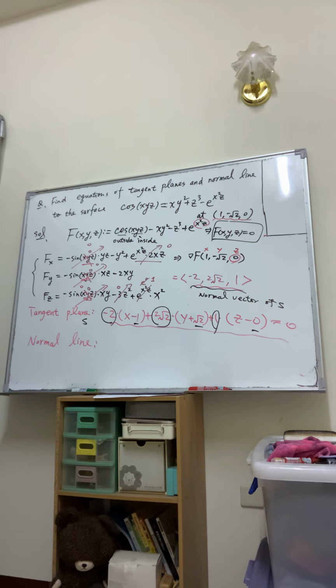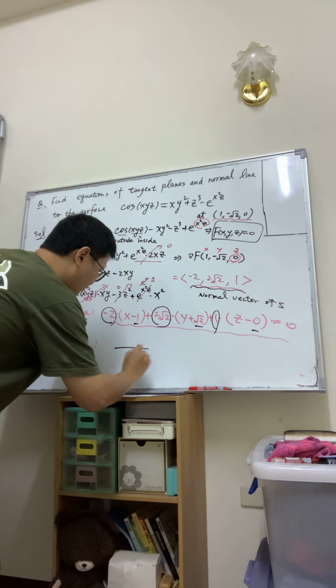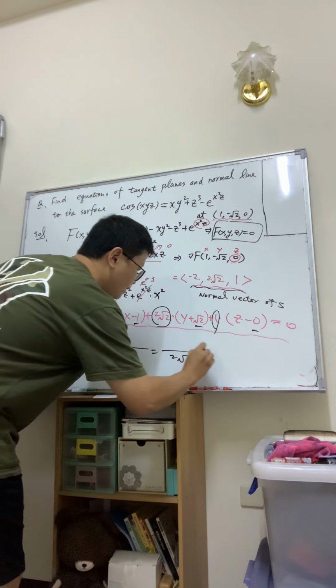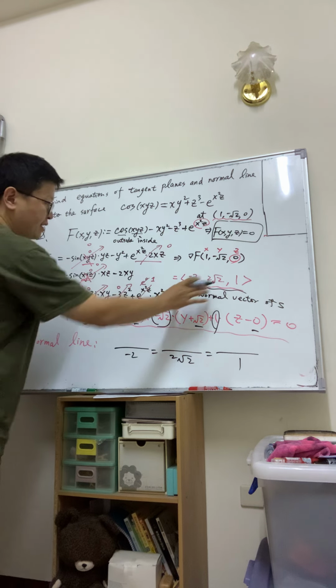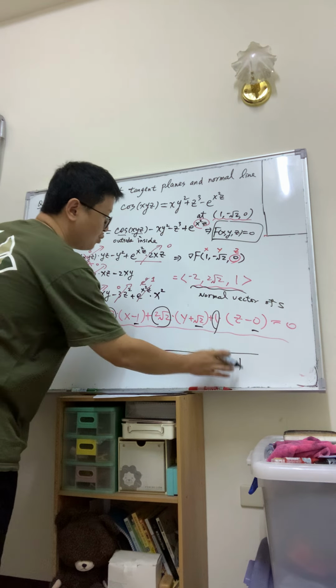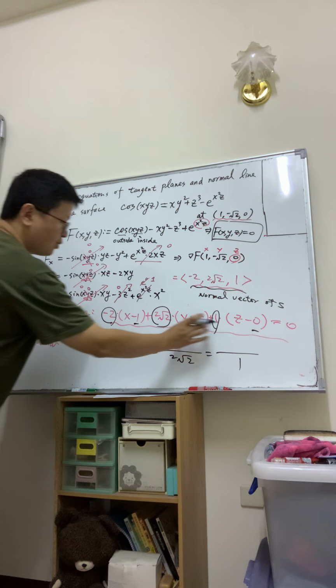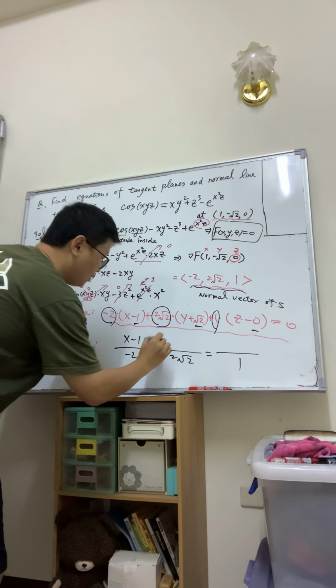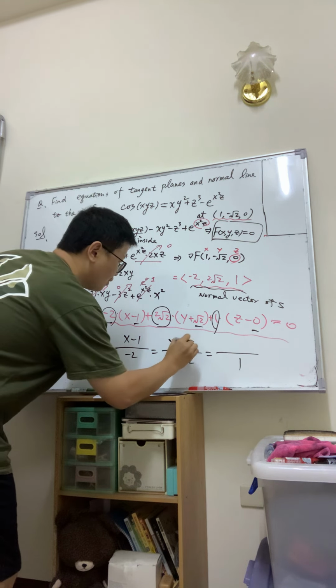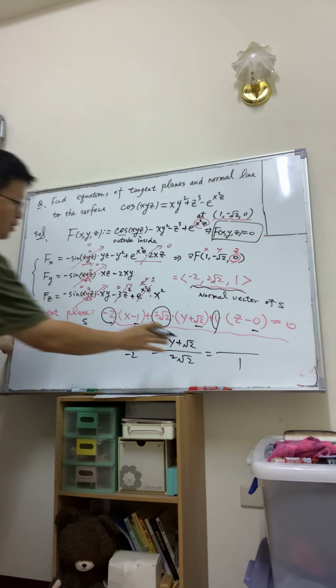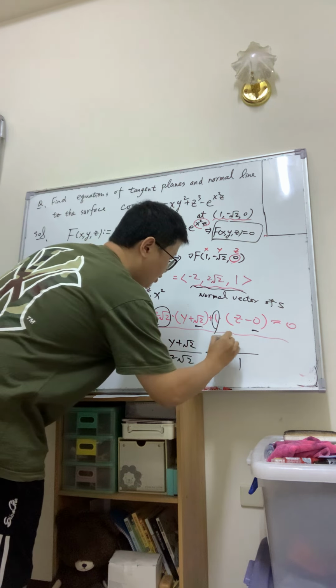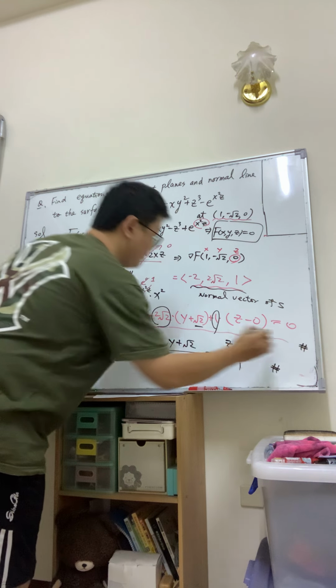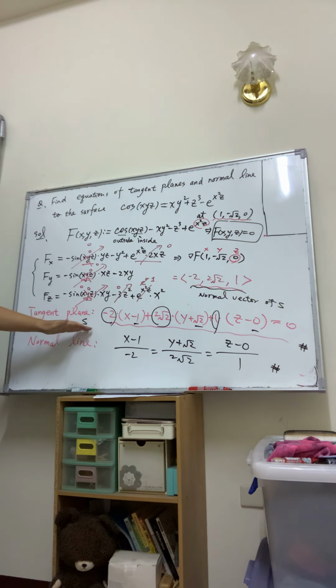Okay. Now how about the normal line? The normal line has the direction of the normal vector. So it's the symmetric equation, with the denominators being the vector negative 2, 2 square root of 2, 1. And the numerators we just put down, since it passes through this point: x subtract 1, y subtract negative square root of 2, so y plus square root of 2, g subtract 0. Then we are done. Here is the tangent plane, here is the normal line, and we are done. Okay, that's all.